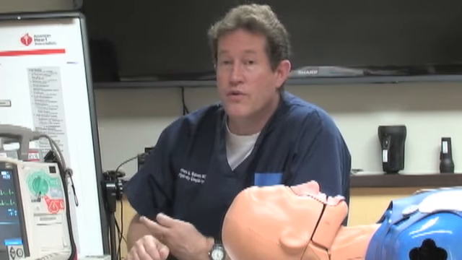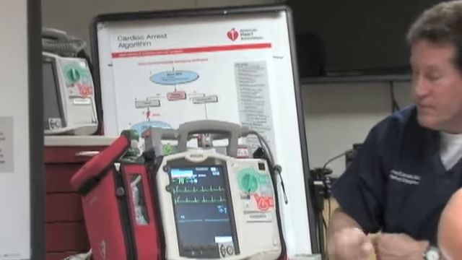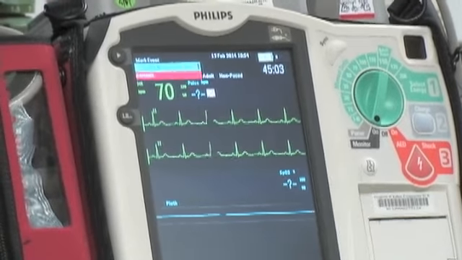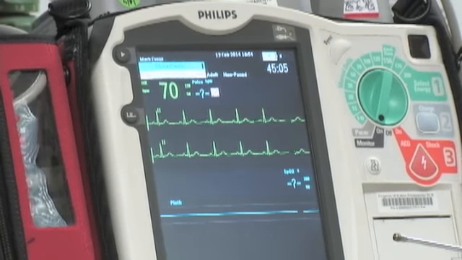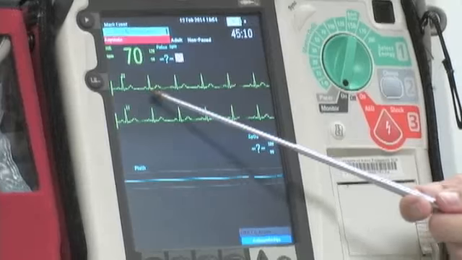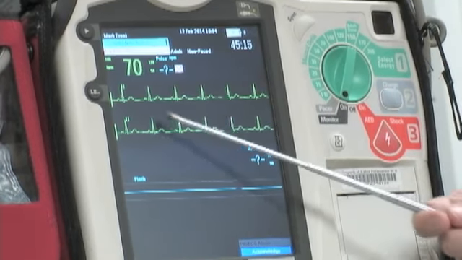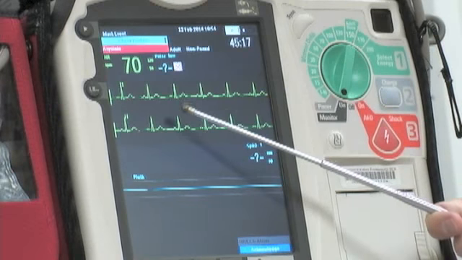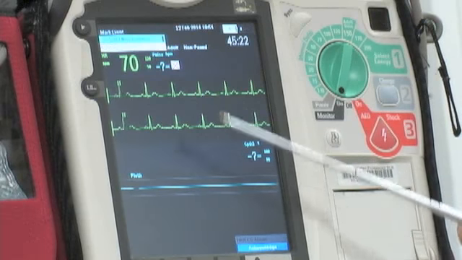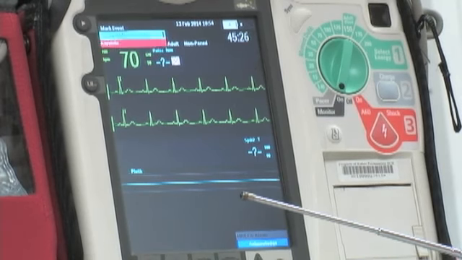Okay, today we're going to review bradycardia, and we're going to start off with a normal rhythm. This is a normal sinus rhythm. Rate is 70. Normal rates are between 60 and 100, so we're at a rate of 70. You see it's a regular rhythm. The R waves are evenly spaced apart. There's a P wave followed by a QRS each and every time. The P waves get through to make the QRS consistently. So this is a normal sinus rhythm.